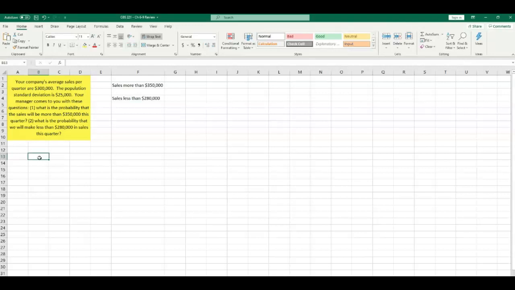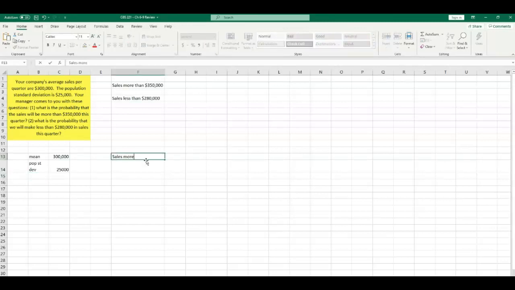So the first step with a problem like this is figuring out what we know, right? We know that our mean is 300,000. So we'll type that out. And we know that our population standard deviation is 25,000. And then we'll be able just to reference those cells when we start using our different formulas. Right? So our first step here is for sales more than $350,000. We know our mean, we know our population standard deviation.